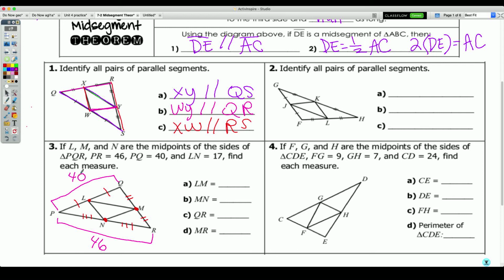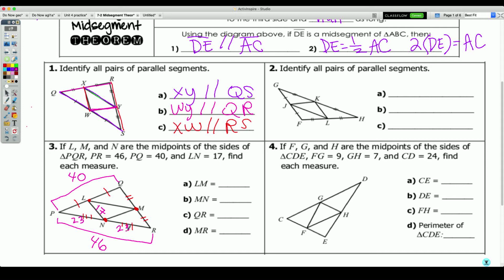And LN is 17. So I'm just adding in the information that they gave me. Okay, so a few things to remember here. I know that this has been split in half because I have a midpoint. So what would I do to find each of these lengths? Divided by 2. So what is half of 46? 23. So I know that these are both 23. That's just the definition of a midpoint.